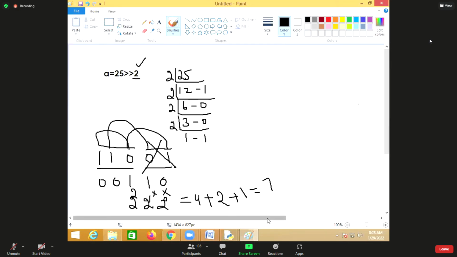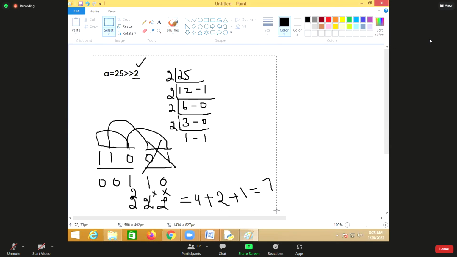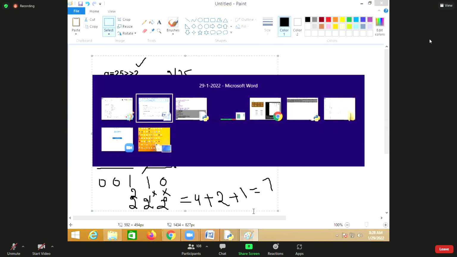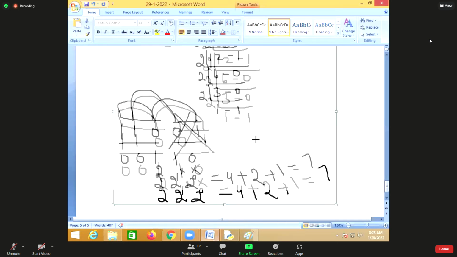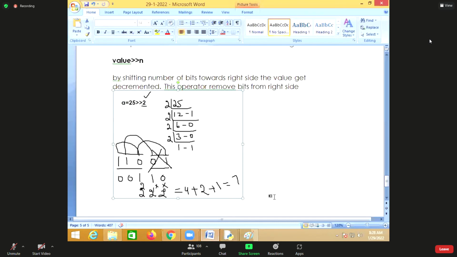So whenever you shift a number of bits towards the right side, is the value incremented or decremented? Decremented. The value is not incremented, the value is decremented. So what was my value here? 25.